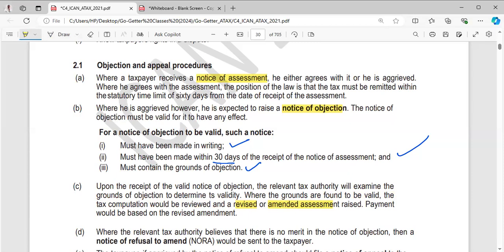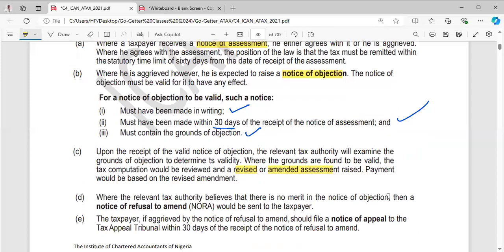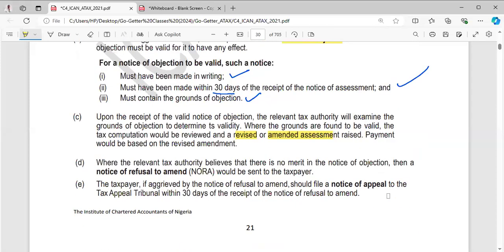So it means you're happy with that? No problem. Now, what if the tax authority looks at your objection and they find out that it lacks merit? There is nothing in your objection that is valid. They believe that you are not making sense. They believe they are right and they say, no, you have to pay. In that case, the tax authority will raise a notice of refusal to amend, also called NORA. Notice of refusal to amend, NORA.